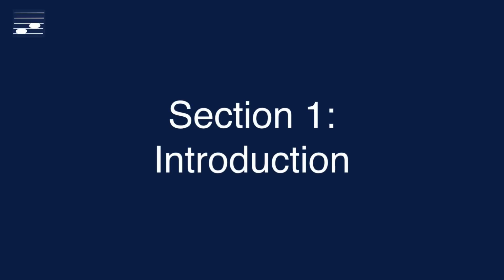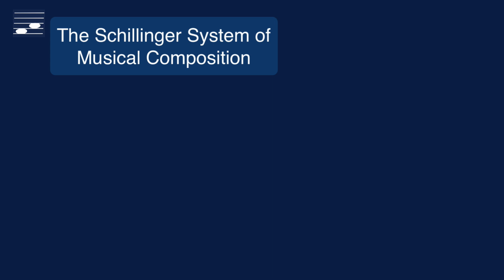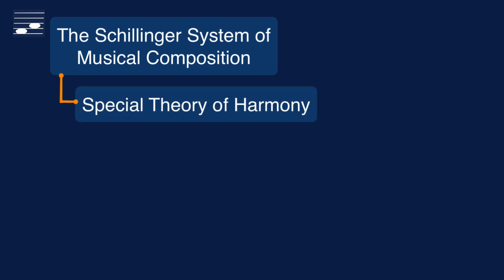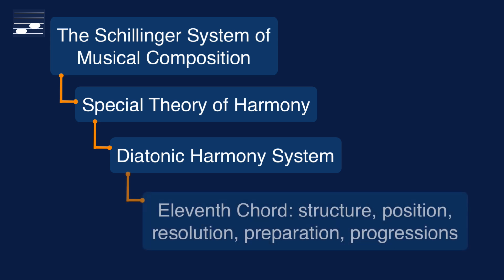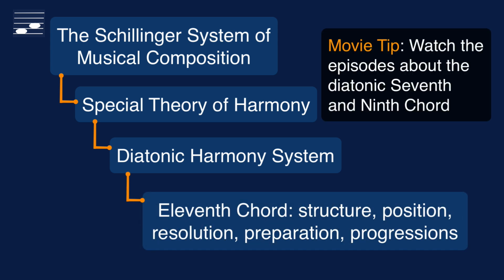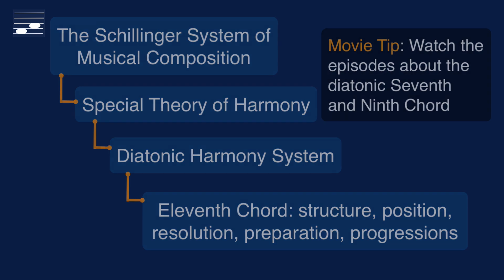Let's first localize our subject within the Schillinger system of musical composition. The 11th chord is discussed in the special theory of harmony, that is, harmony with chords in thirds. In diatonic harmony, these are derived from 7-pitch scales. The chapter on the 11th chord deals with aspects such as the structure, position, preparations and resolutions and progressions.